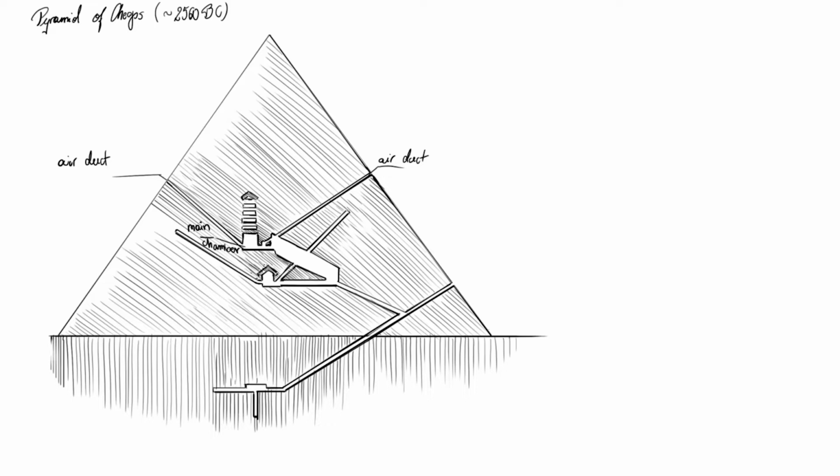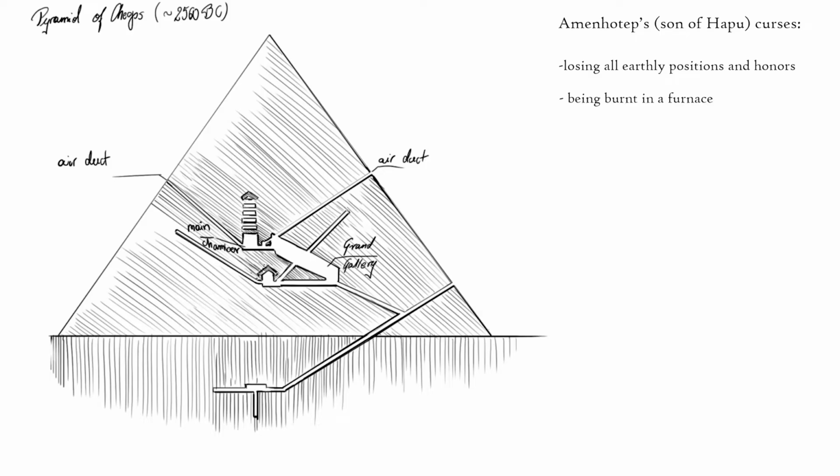Nevertheless, the widespread notion about sophisticated curses placed inside Egyptian tombs is true. A curse from the tomb of Amenhotep, son of Hapu, threatens uninvited guests with the whole mass of miseries. For example, losing all earthly positions and honors, being burned in a furnace, drowning at sea, or having no successors.